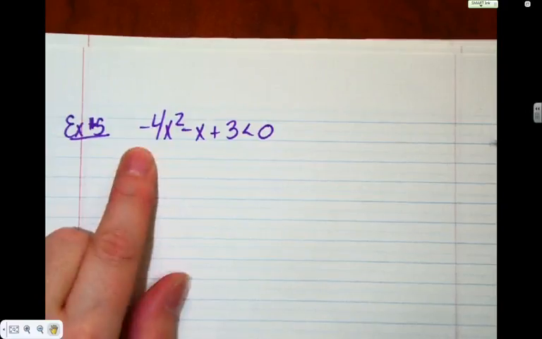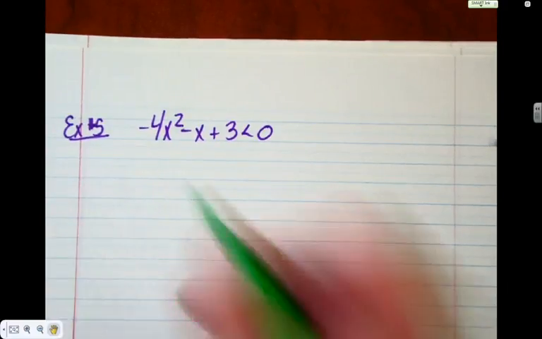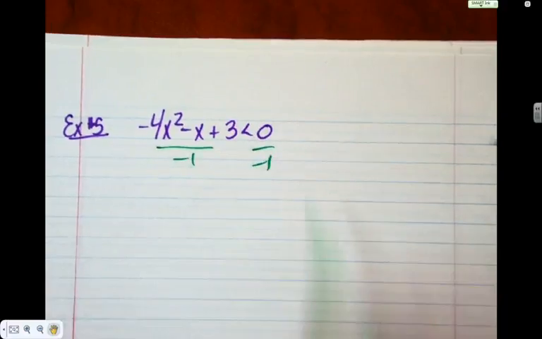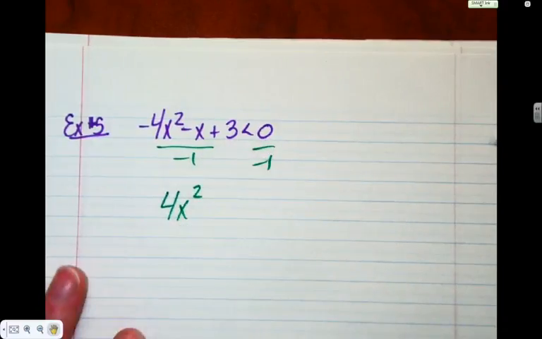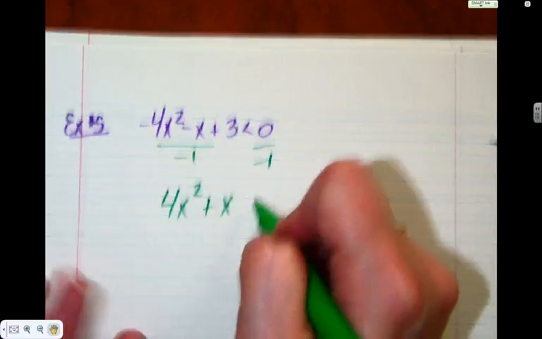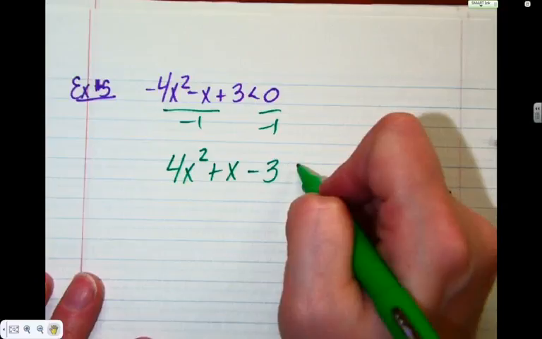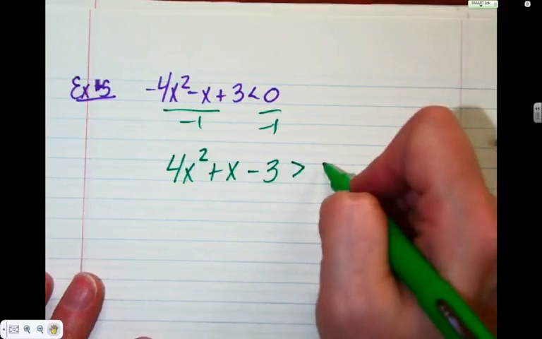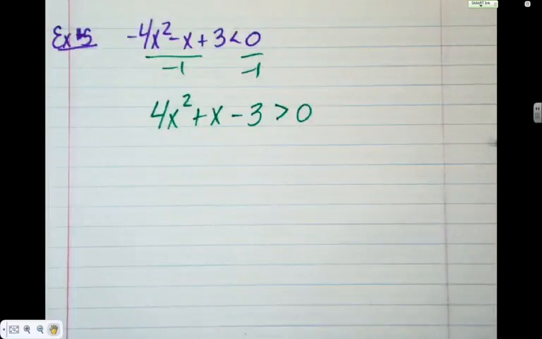If we don't like this negative, because we know we're probably going to have to factor, we can get rid of it. How do we get rid of it? We divide by negative. And because it's an inequality, what's going to happen? So this is going to be 4x squared plus x minus 3 greater than 0.